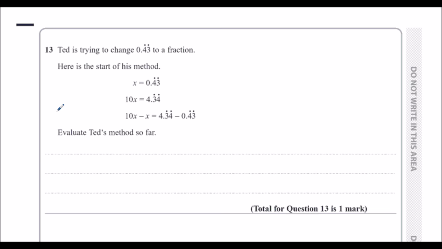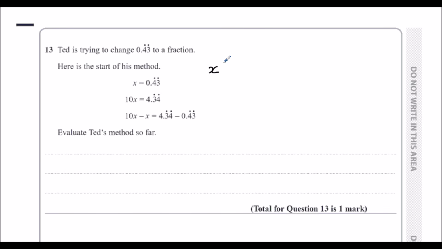Question 13. Ted is trying to change 0.43 recurring, so 0.434343, to a fraction. Here's his method. So x is our number. 10x is 4.34 recurring. So 10x take away x is 4.34 recurring minus 0.43 recurring. Evaluate Ted's method. So Ted's method isn't very good because he hasn't got two things ending in 43 recurring.